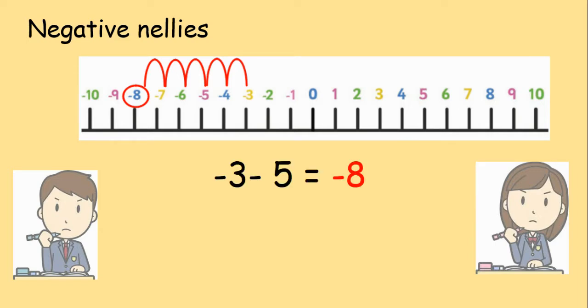I'm going to start with negative 3 and subtract 5, which means that my number will get further away from 0. 1, 2, 3, 4, 5. The answer is negative 8.